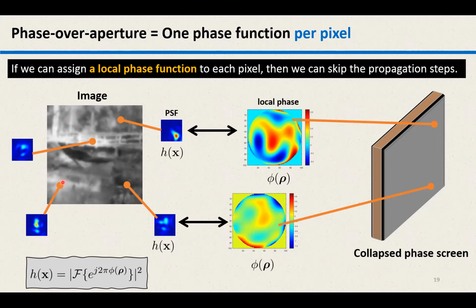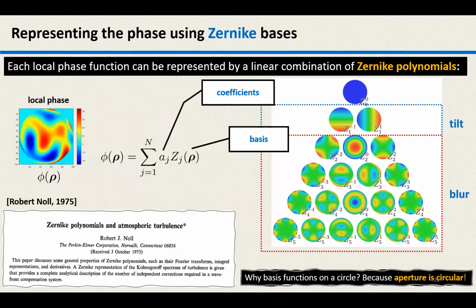So all the complication goes back to whether you are able to find the local phase at each point, while adhering to the physics that we wanted from the stack of layers of turbulence phase screens. In order to do that, we go all the way back to 1975, where there is a solution to this problem. The solution is called the Zernike polynomial and phase and atmospheric turbulence by Robert Noll. What he says is that you have a local phase function given by this phi of rho. In this phi of rho, you can have a representation given by the Zernike basis and the Zernike coefficients.